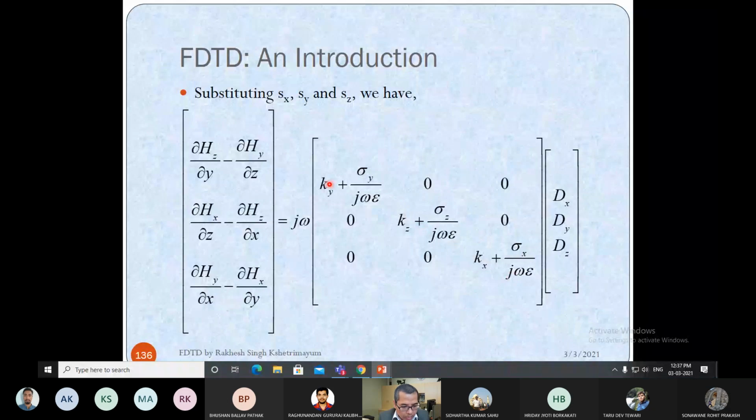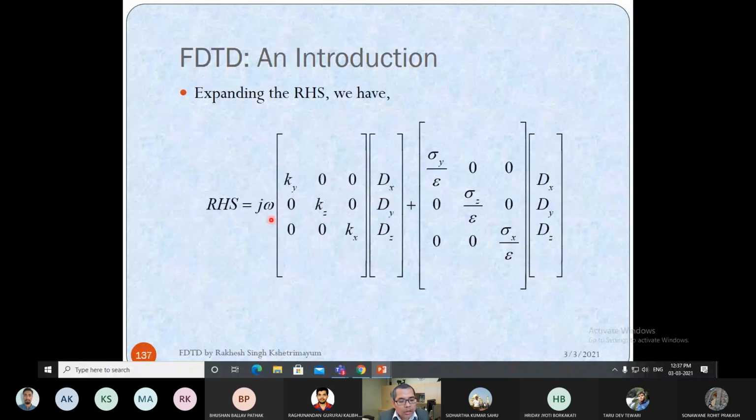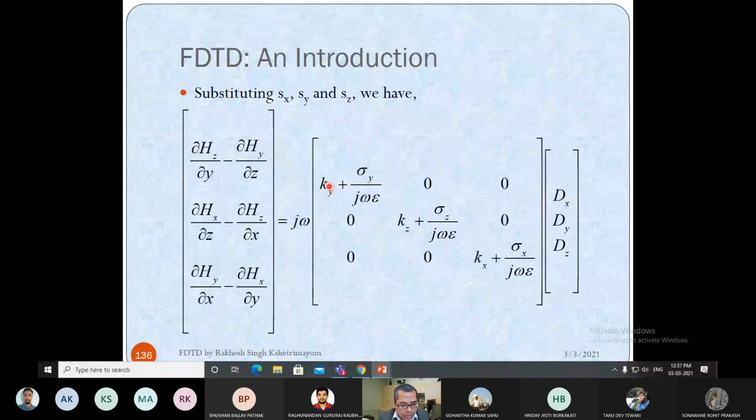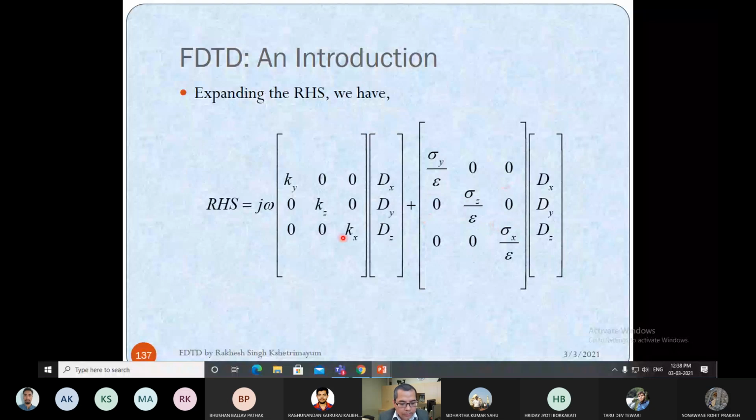So I will separate these two terms. Then I write it as j omega times kx, ky, kz with Dx, Dy, Dz, and sigma y by epsilon, sigma z by epsilon, sigma x by epsilon with Dx, Dy, Dz. I will just separate these two terms. There's a plus sign here, so I separate this term and this term. So plus, this is what we have in the right hand side.